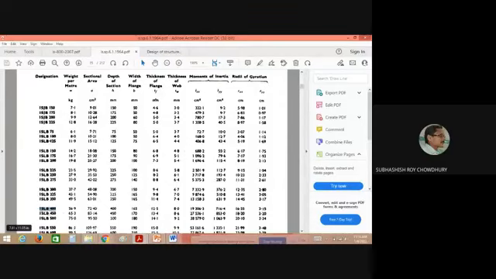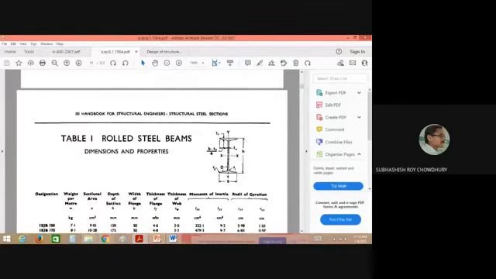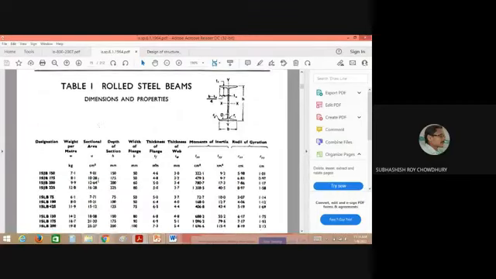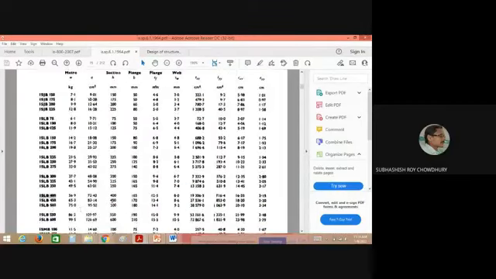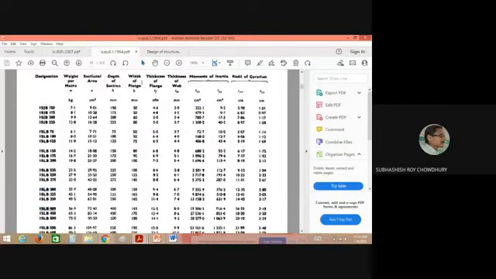So if you consider ISLB 400, its weight per meter length is 56.9. Its cross-sectional area is given here as 72.40 centimeters square. Then the depth of the section is given as 400. That means this is the overall depth H, that is 400. Then there is the width of the flange.